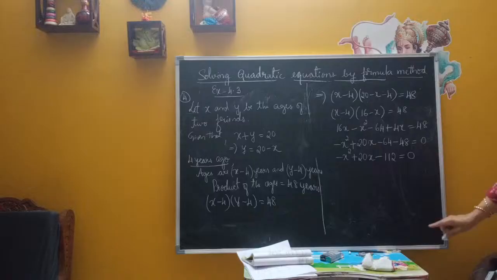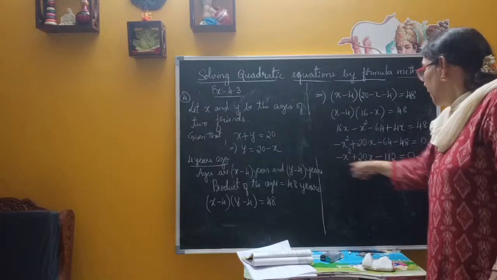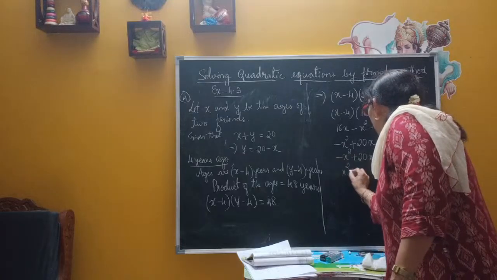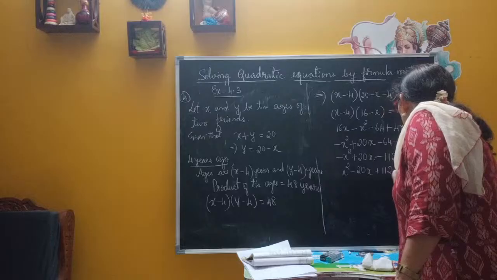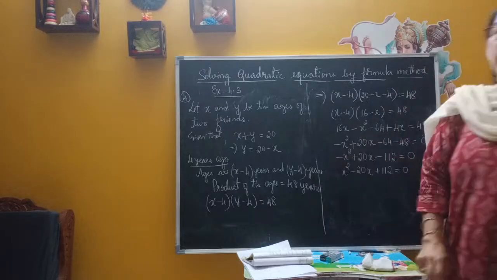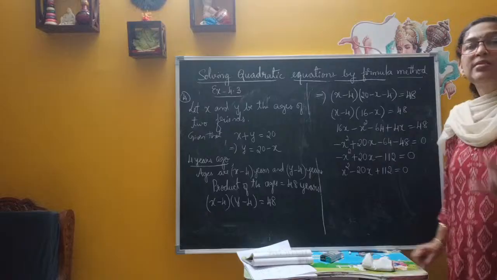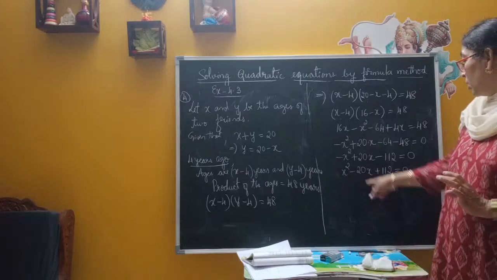Is equal to 0, or if you write in standard form by multiplying throughout the equation by minus 1, we get x square minus 20x plus 112 is equal to 0. Now what is the task? We need to find whether this situation exists or not. Is the situation possible? We need to check. What to do?